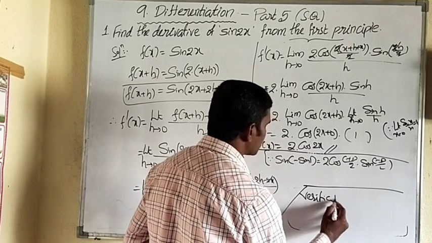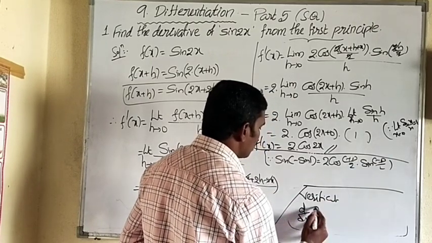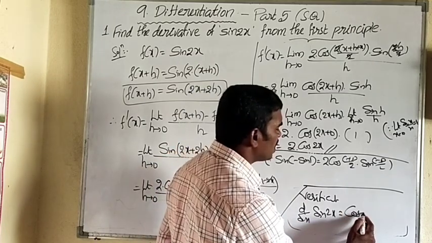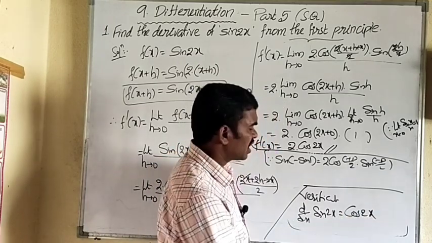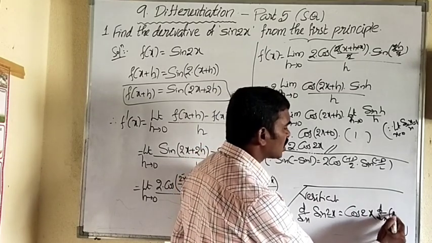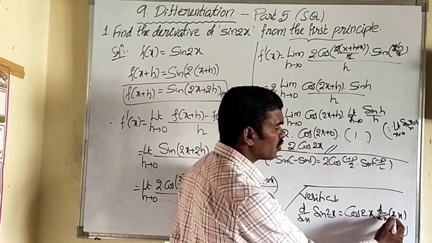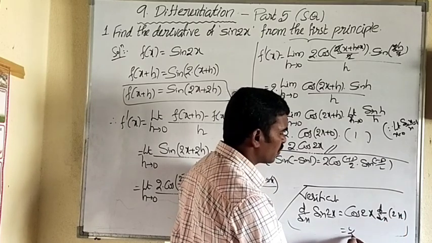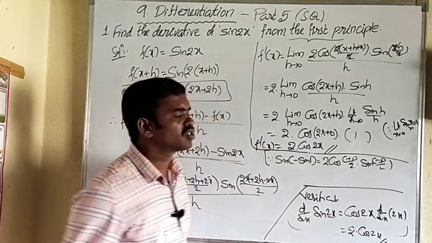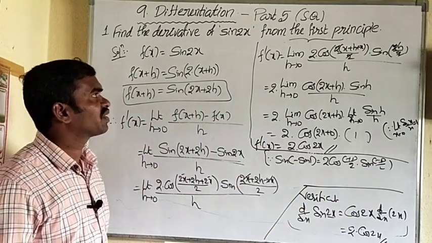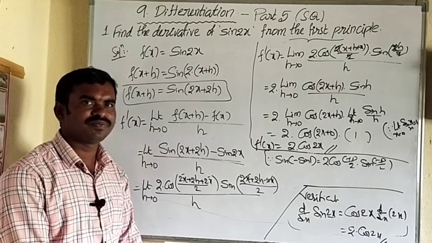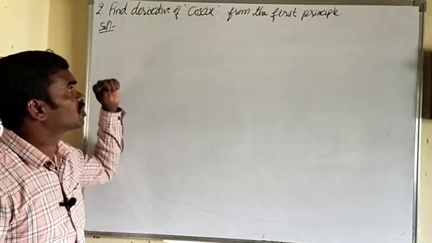Actually no need for verification. Actually sin x derivation is cos x, so immediately we can write cos x, but instead of x there is 2x, so again multiply by the derivative of 2x. So 2x derivation is 2 into x derivation 1, so we get 2 into cos 2x. Is it right? Yes. So we can verify whether it is right or wrong. So let us take one more problem, same type of problem. Yes, coming to the next question.